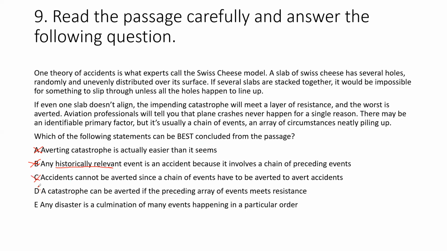Option D, a catastrophe can be averted if preceding array of events meets resistance. And this is what author has discussed, that resistance is something which makes someone or something realize that there is a problem, and then they try to solve it. Last one, any disaster is a culmination of many events happening in a particular order. Author did not discuss this culmination of many events. So the best answer available over here is option D.